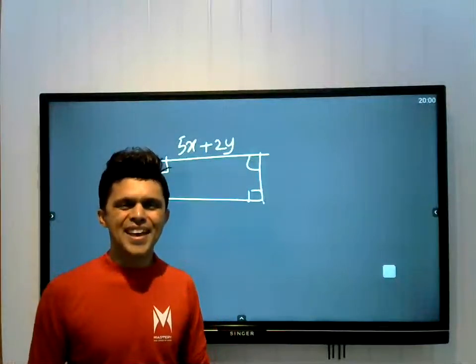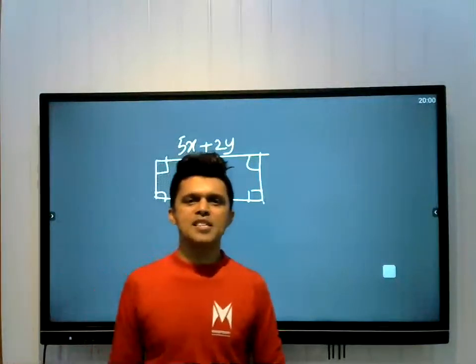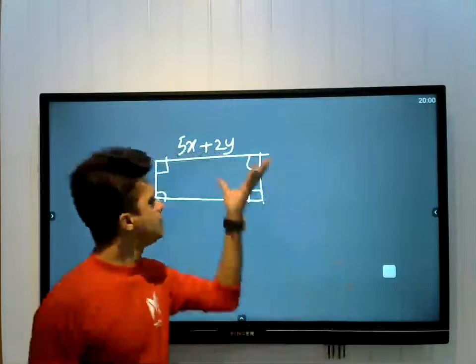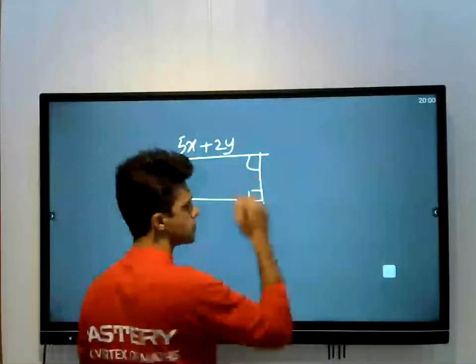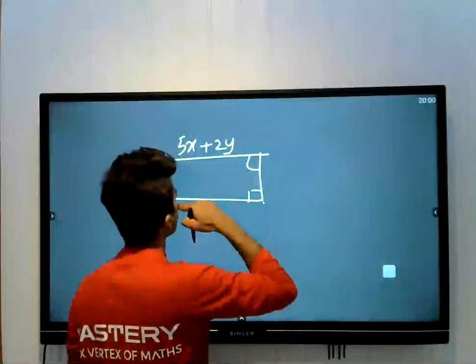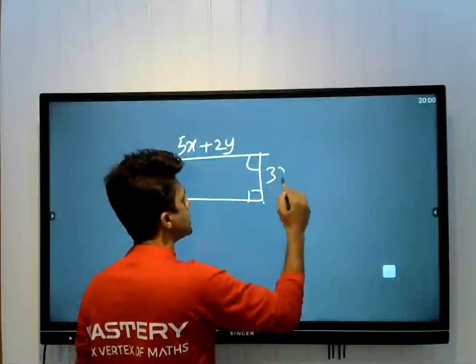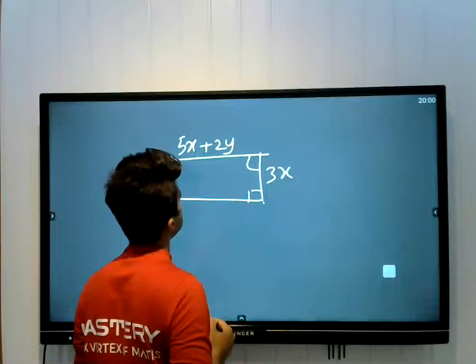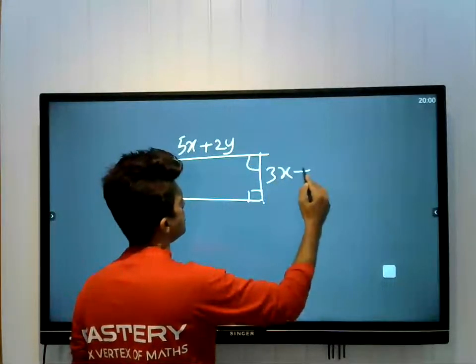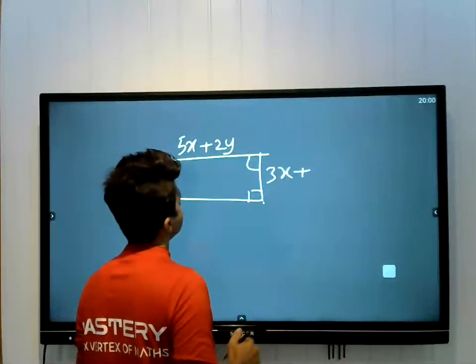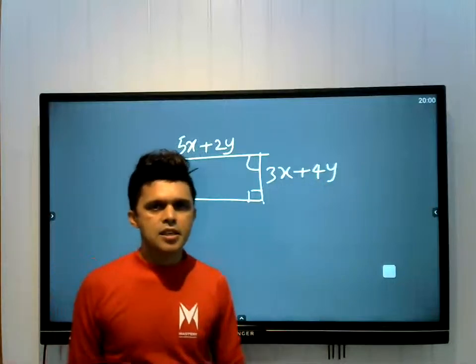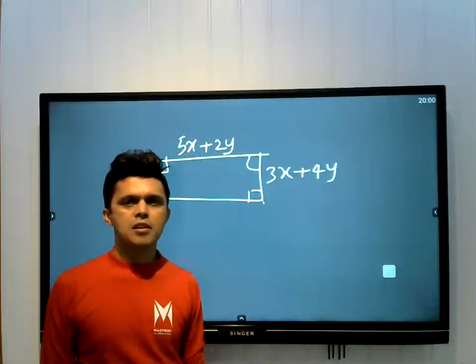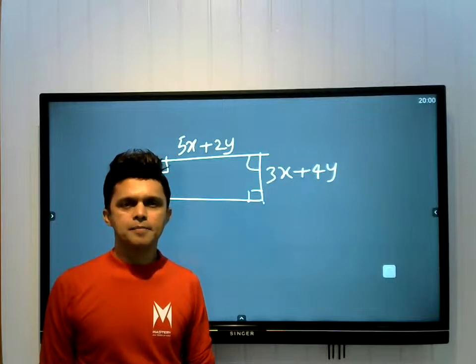These are unknown terms, x and y. You do not know the values of x and y here. So the length is 5x plus 2y, and the breadth is 3x plus 4y.